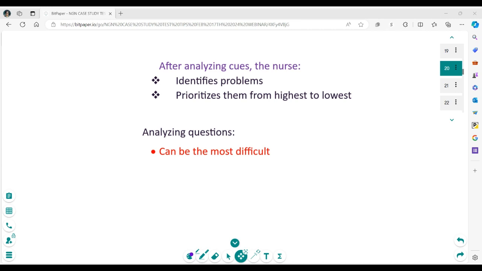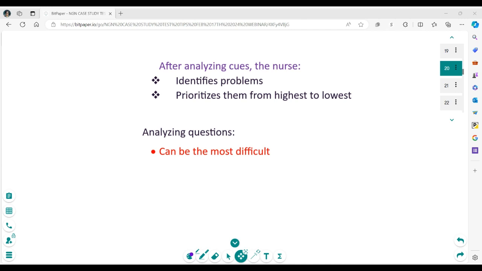You want to do about 10 to 20 case studies per week. That's what I recommend. And if you're doing a course with me, I will send you and provide for you at least 10 case studies a week. You want to know the types of questions that you're expecting to find. So we talked about recognizing cues. Analyzing cues is the second NGN skill.